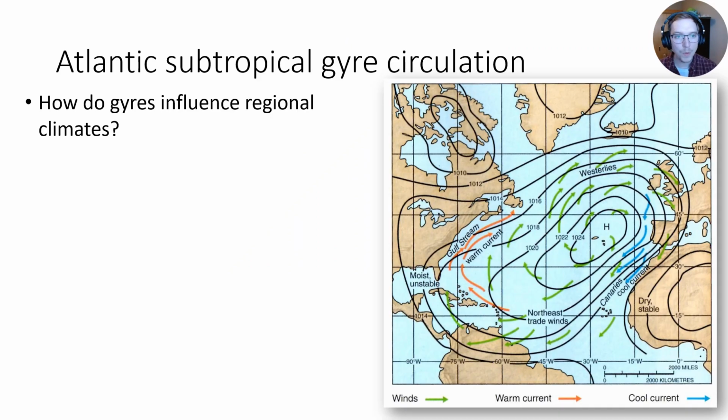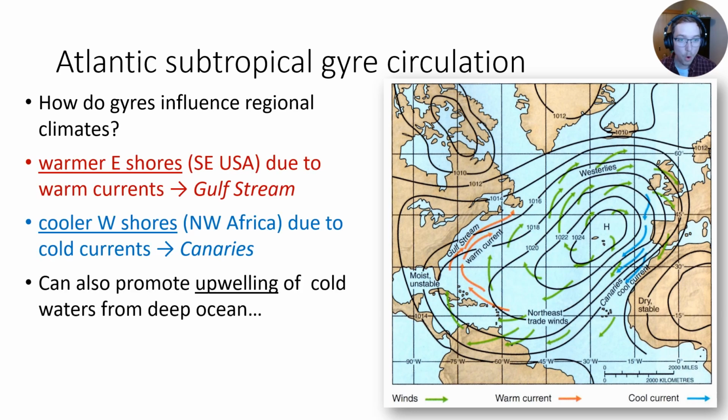Now, how do gyres influence regional climates? Well, warmer eastern shores like southeast of the United States are there because of warmer currents like the Gulf Stream. Cooler western shores like northwest Africa, for example, are colder because of the Canary currents, these cold water currents with descending cooler water from the northern portions of the oceans, where here we've got this equatorial water being dragged up, or here this water being dragged up as well.